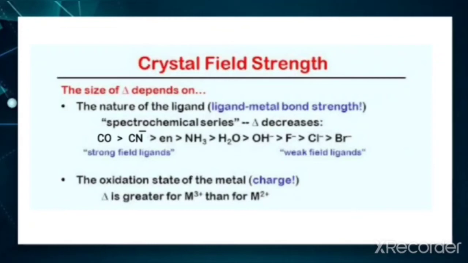Next is the oxidation state of the central metal ion. The greater the oxidation state of the central metal ion, the greater the delta 0. So the delta 0 value depends upon the oxidation state of the central metal ion. When you compare M3 plus and M2 plus, M3 plus has the greater oxidation state, or we can say the charge. So it has a greater delta 0 value, that is, greater splitting is taking place.